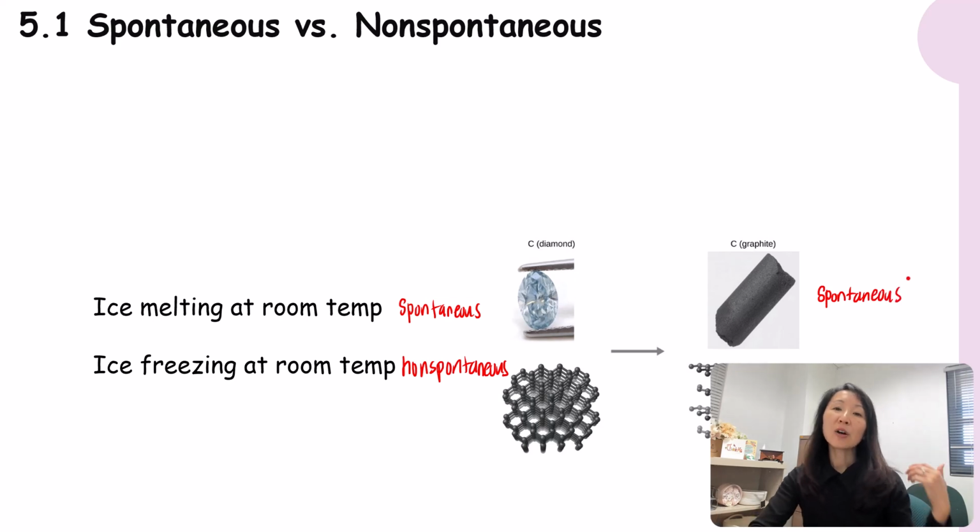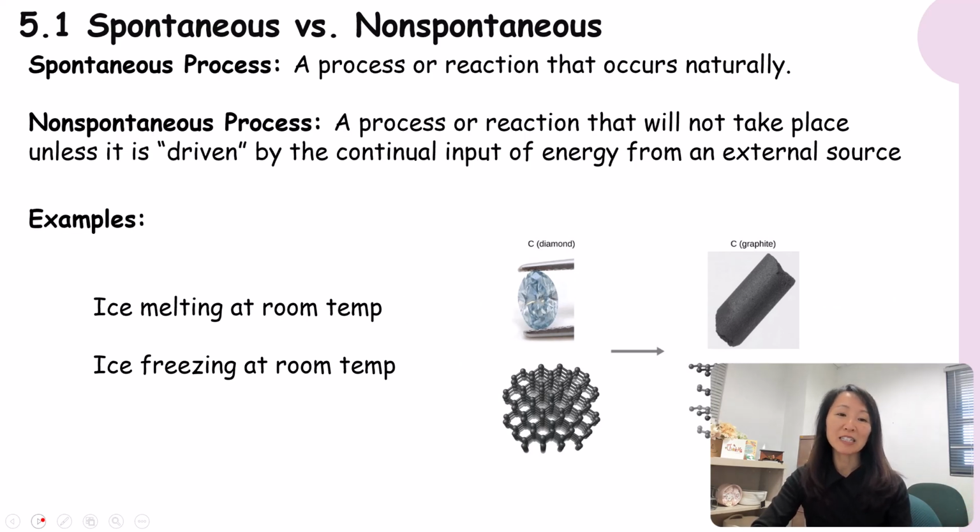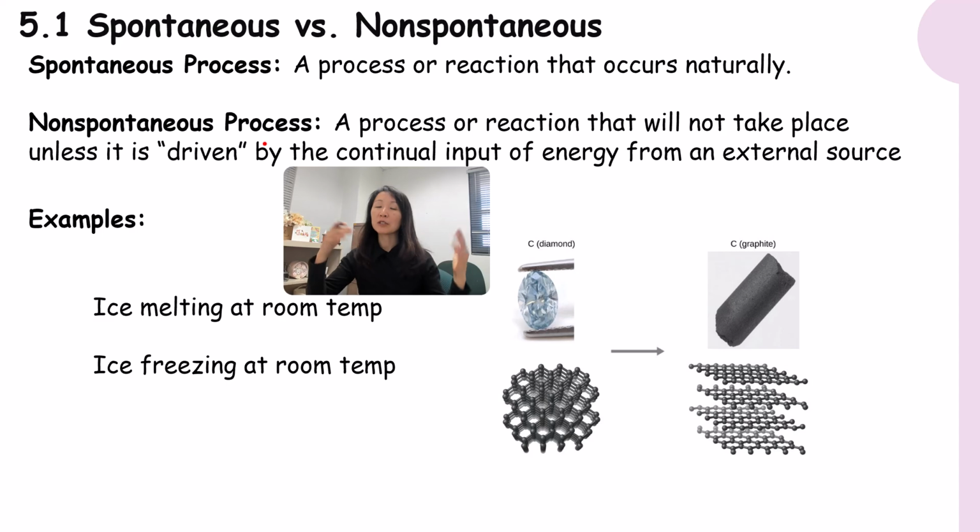Okay, so in other words, we can go ahead and give a definition. A spontaneous process is a process or reaction that occurs naturally, and a non-spontaneous process is a reaction that doesn't happen naturally, but is driven by a continual input of energy from some kind of external source. It's not going to just take place; it needs to have some work done.